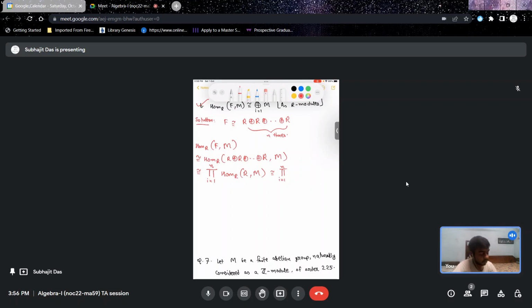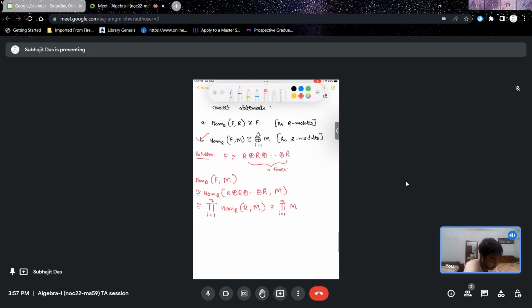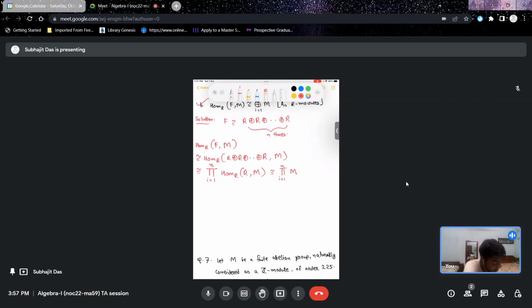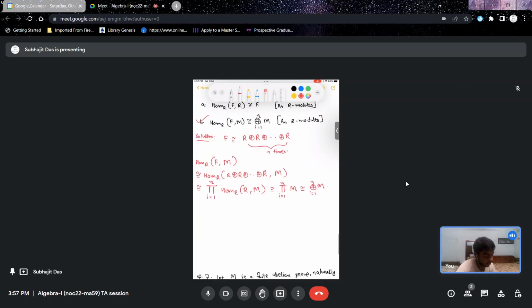So every R linear map from R to M is basically the same as giving an element of M, and conversely every element of M gives you an R linear map from R to M. So what I am saying is, Hom(R, M) is isomorphic to M, right? So this is a product with i running from 1 to m, and since we are indexing this product by a finite set, this is the same as the direct sum, i from 1 to m, which basically proves your second one.